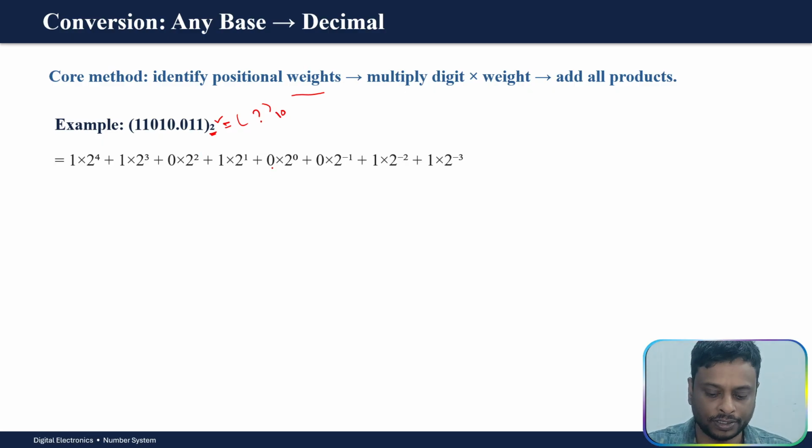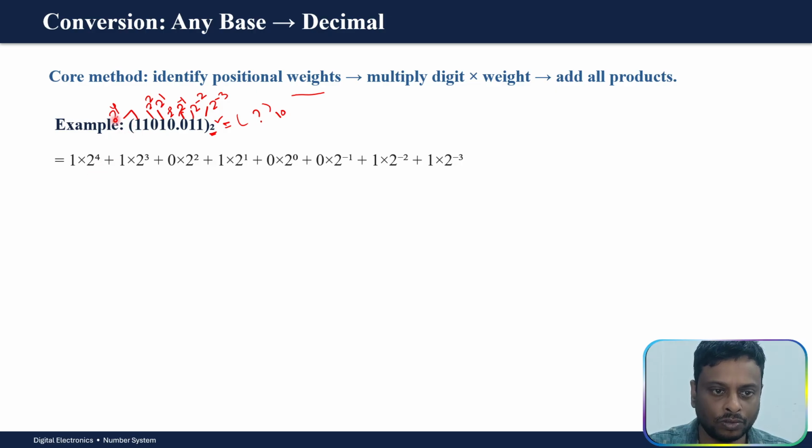You can see over here, this weight is 2 to the power of minus 1, this weight is 2 to the power minus 2, and this weight is 2 to the power minus 3. Likewise, this is 2 to the power 0, then this weight is 2 to the power 1, 2 to the power 2, and the last one is 2 to the power 4. You have to multiply all of these with the digits. These weights are nothing but the place values.